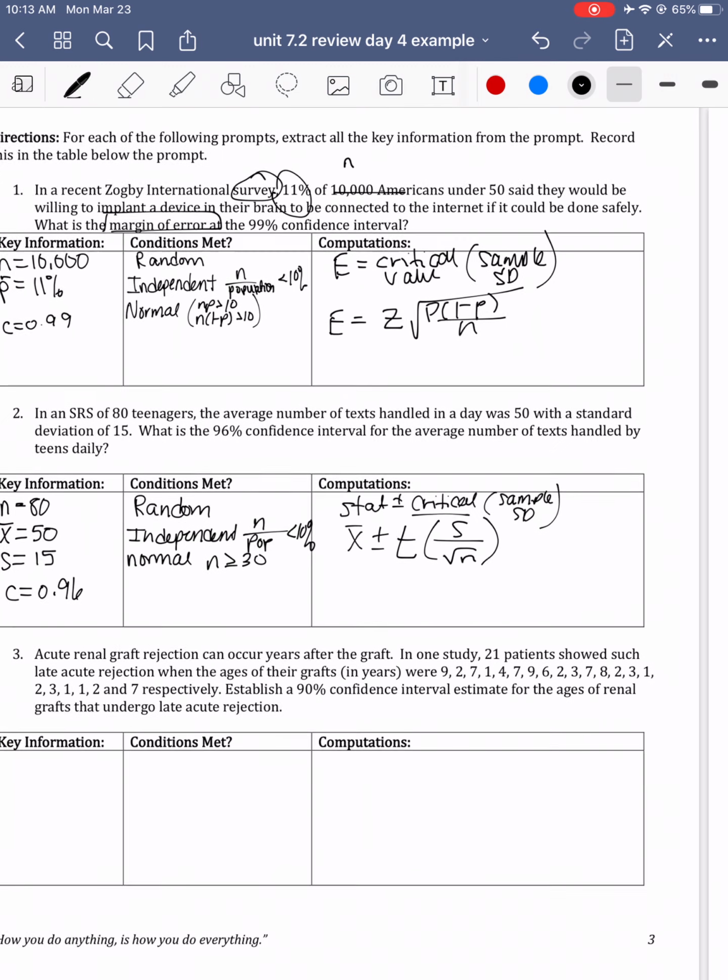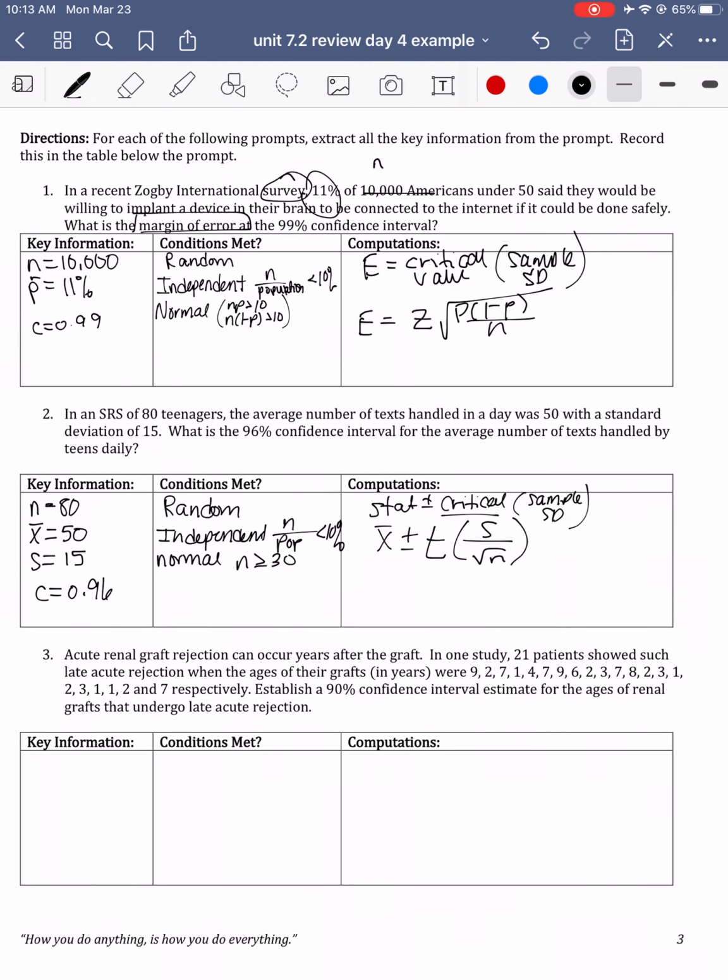Acute renal graft rejection can occur years after the graft. In one study, 21 patients showed such late acute rejection, where the ages of their grafts in years were this list of numbers, respectively. Establish a 90% confidence interval for the ages of renal grafts that undergo late acute rejection.